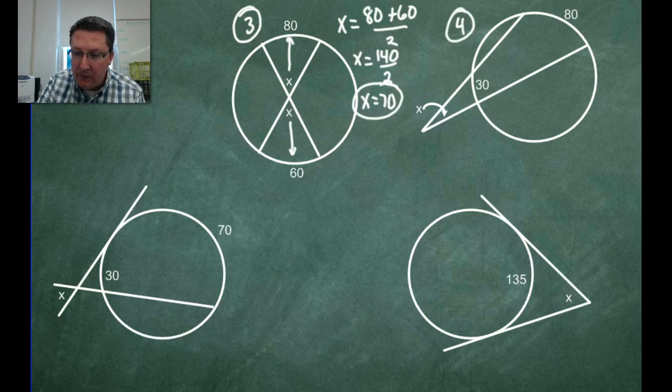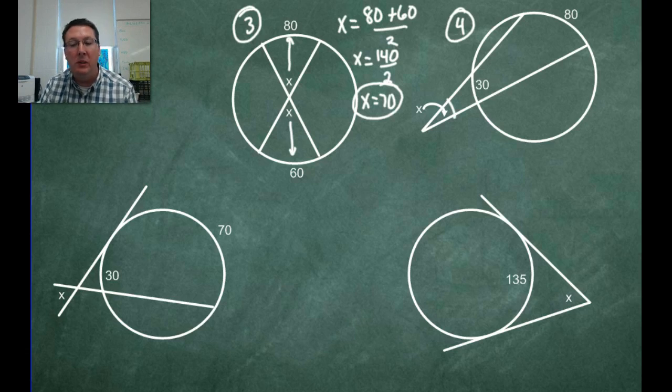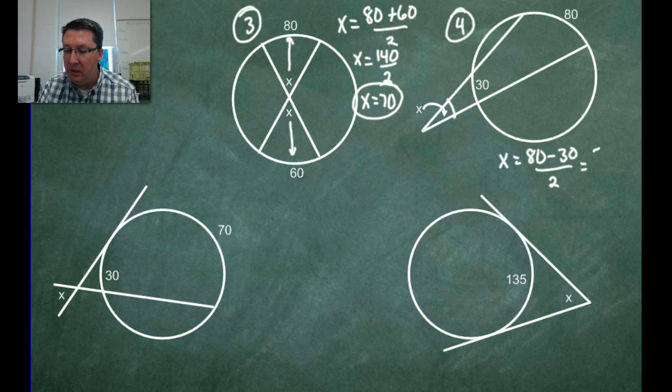Here's number 4. Where are the lines intersecting? This angle x is outside the circle. So when they intersect outside, remember this is where we take the difference of the two arcs. So this x equals, take the big arc 80 minus the small arc 30, divide by 2. 80 minus 30 is 50. Divided by 2, x has to be 25. All right, hopefully not too bad.